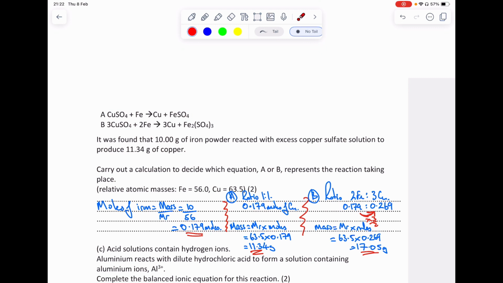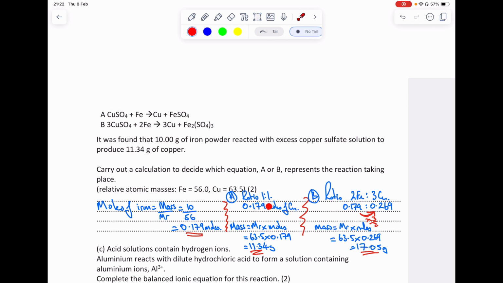Now that will be the same for reaction A and reaction B, because they're both going to start off with 10 grams of iron. So I'm going to explore reaction A first. So in reaction A, the ratio between the iron and the copper is 1 to 1. So if I've got 0.17 moles of iron, I'm also going to have 0.17 moles of copper.